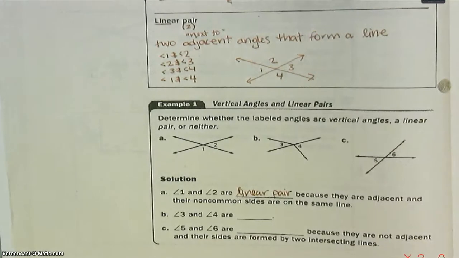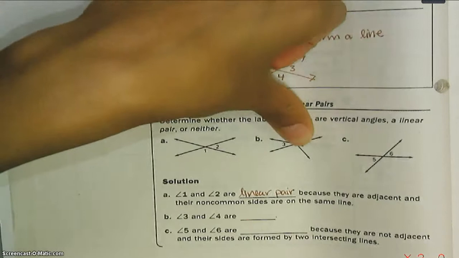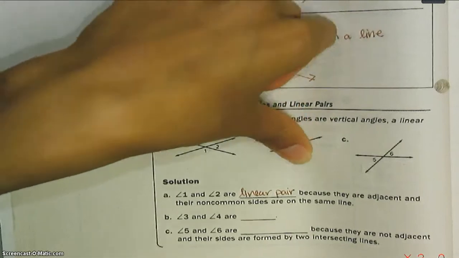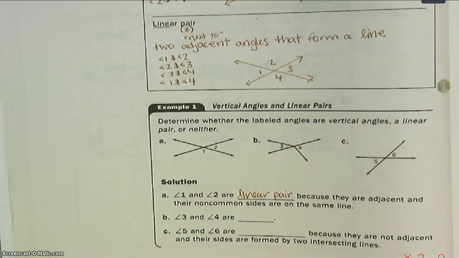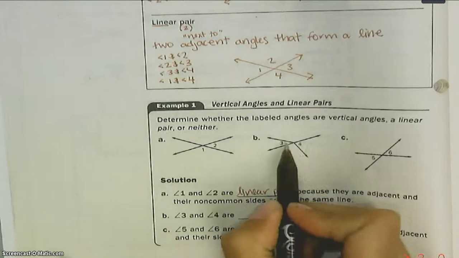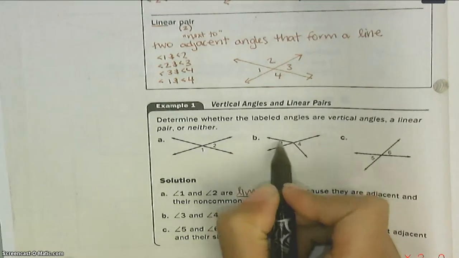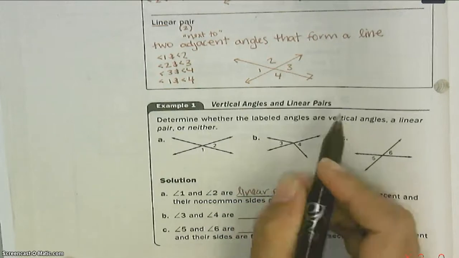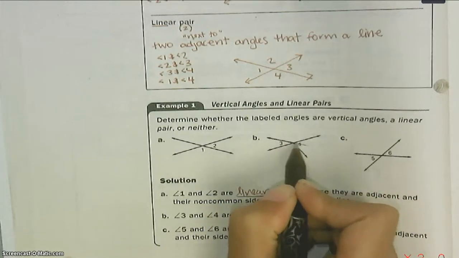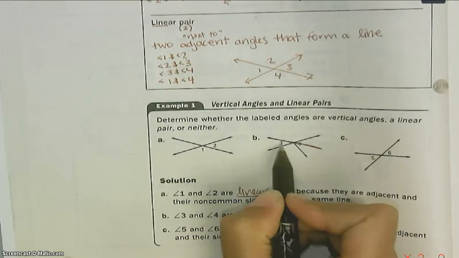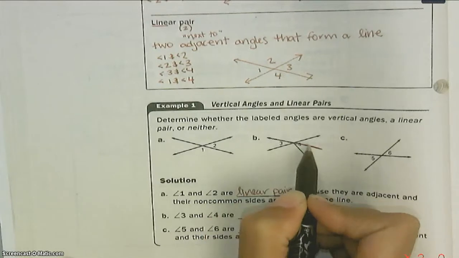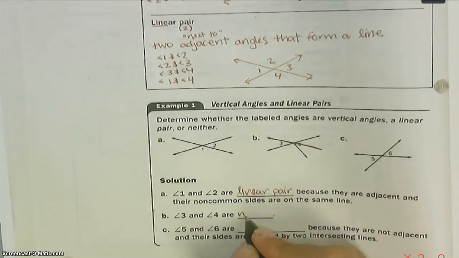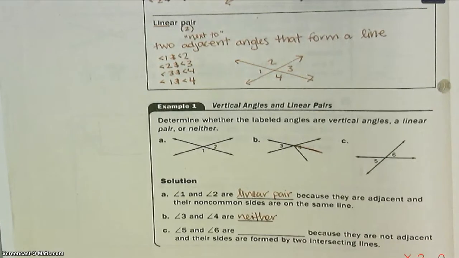Now 3 and 4 are kind of opposite of each other. If I cover up the other angles, are they making a line? No, they're not. So they're not linear, but these lines aren't intersecting. Notice this line is broken, if you want to say. It's not perfectly straight. So if I were to make this line perfectly straight, then these would be vertical, but not 3 and 4. They are neither. They have to be perfectly opposite each other.